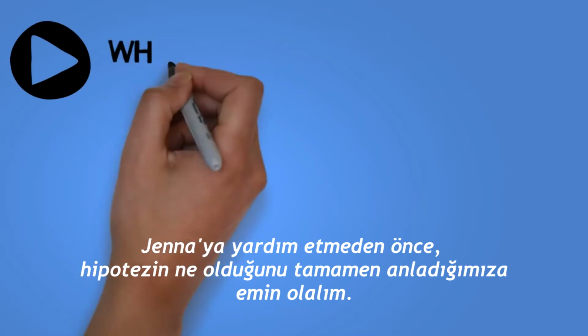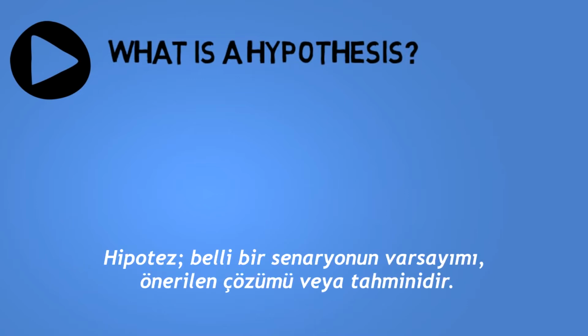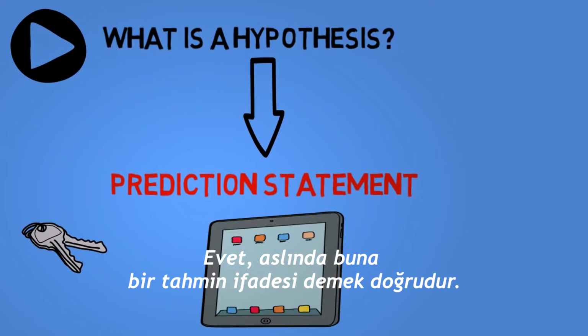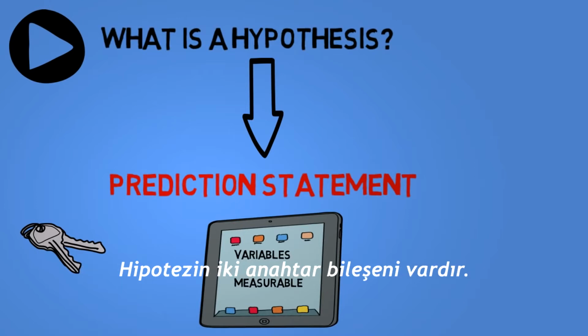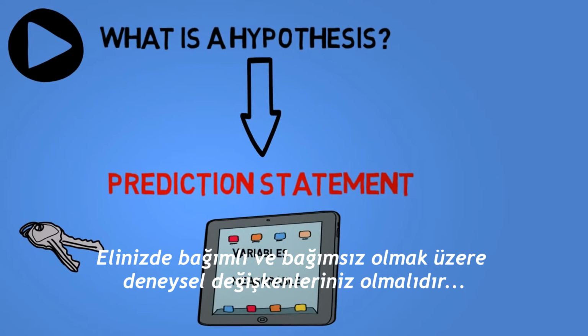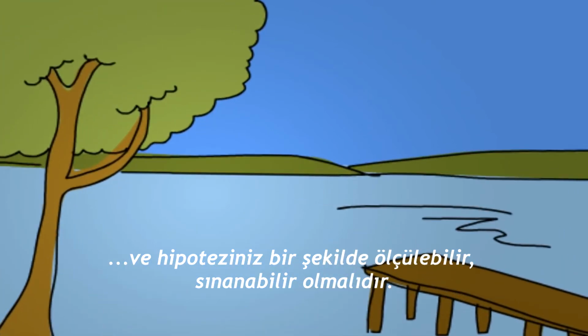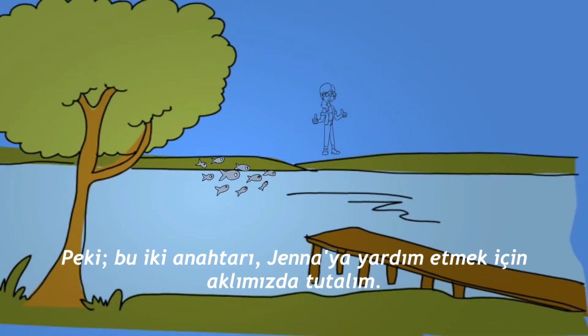So let's make sure that we fully understand what a hypothesis is before we help Jenna. A hypothesis is a supposition or proposed solution or prediction to a particular scenario. So yes, it's correct to say that it's a prediction statement, but it's a very structured, formal type of prediction statement. And there are two key components of a hypothesis. You must have experimental variables, both dependent and independent, and your hypothesis must be measurable or testable in some way. So keep those two keys in mind as we help Jenna.